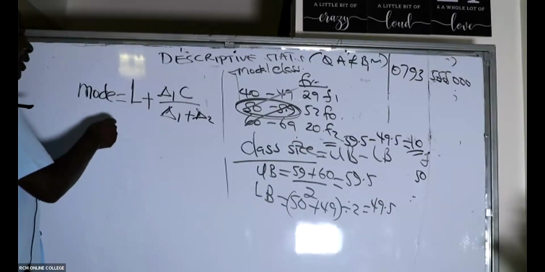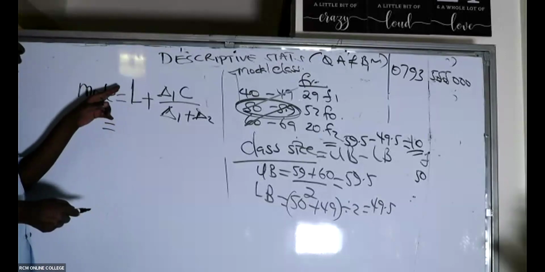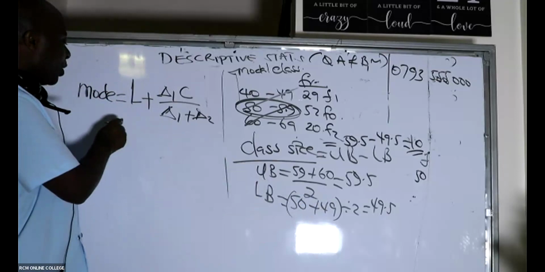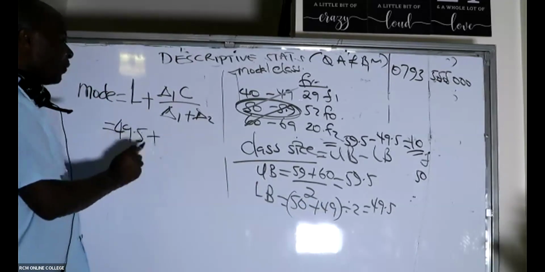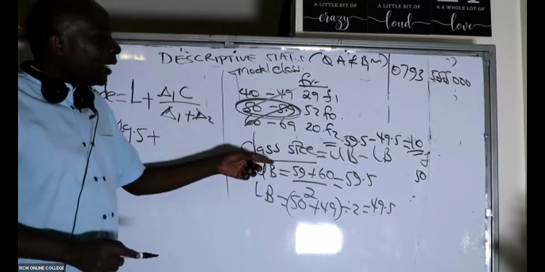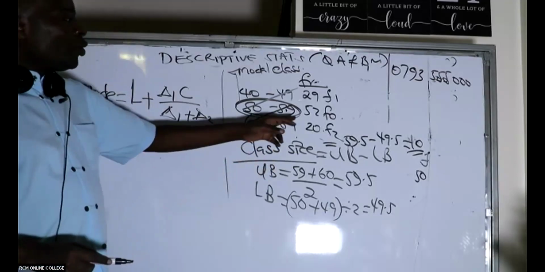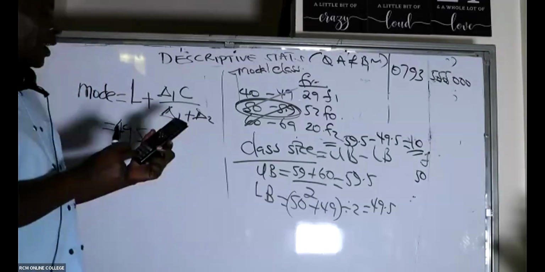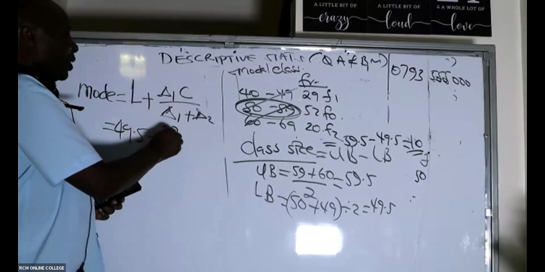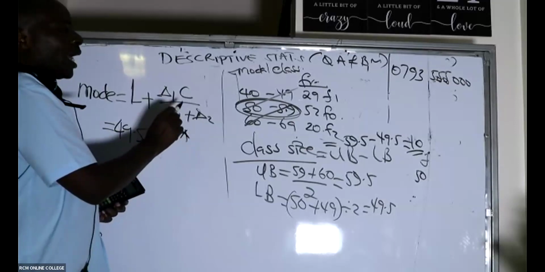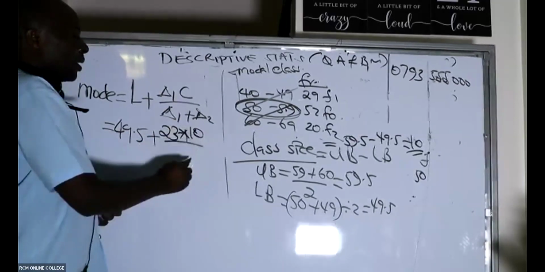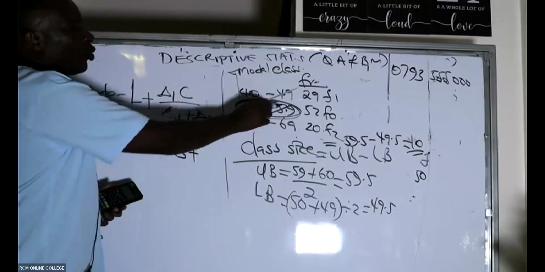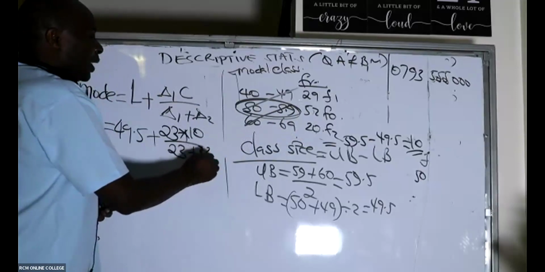All right. So in this case here, the lower boundary already, I know it. Lower boundary is 49.5, plus change 1. I've grabbed mine. 52 minus 29, I can subtract very fast, that is giving me 23. 23 times class size. Class size, we got a figure of 10. All over change 1 again, which is 23, plus change 2. Change 2, you guys gave me this difference, which gave me 32.